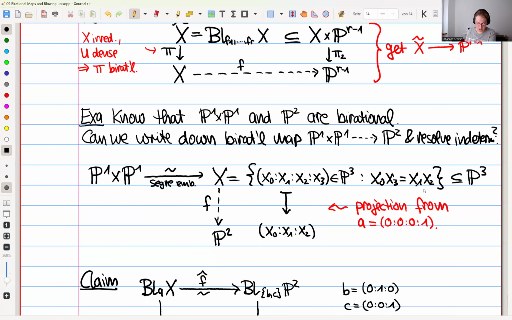So this was one way to see that this product P^1 cross P^1 is actually just a quadric hypersurface inside P^3.